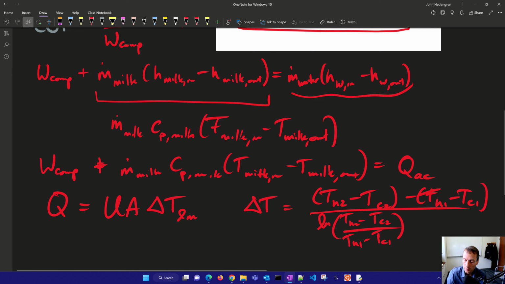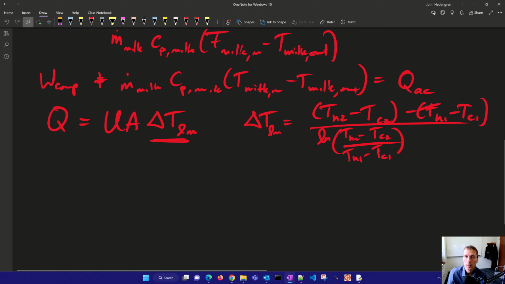Okay, so that's the log mean delta T. That does a better job of expressing this delta T. Otherwise, you'd have just constant temperatures and it wouldn't really reflect the heat exchanger. Okay, so let's go ahead and do the next one now.